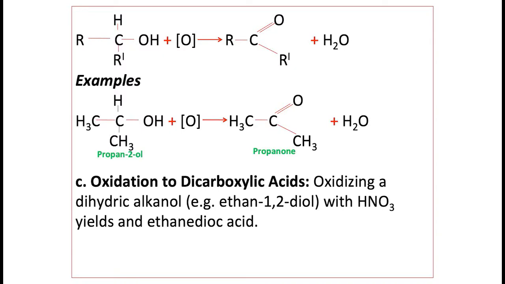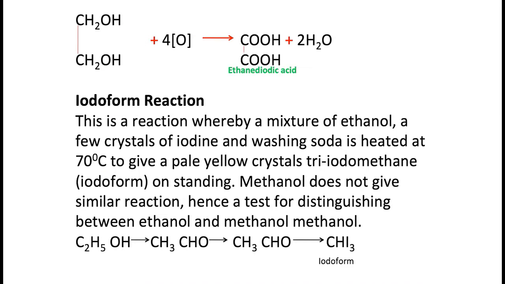So, oxidation of dicarboxylic acid. Now, remember I said our diols can also undergo oxidation, dihydric alkanols, like our ethane-1,2-diol. When you react with HNO3, you will get ethanedioic acid. Look at the equation in our next slide. Ethane-1,2-diol plus oxygen in the oxidation process will give you ethane-1,2-dioic acid plus water.